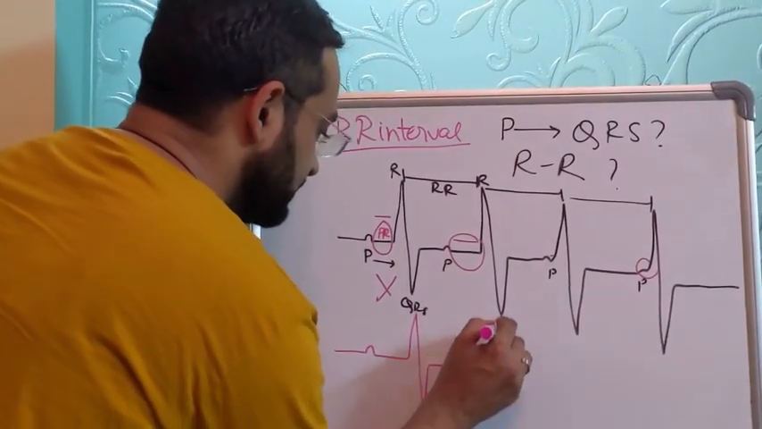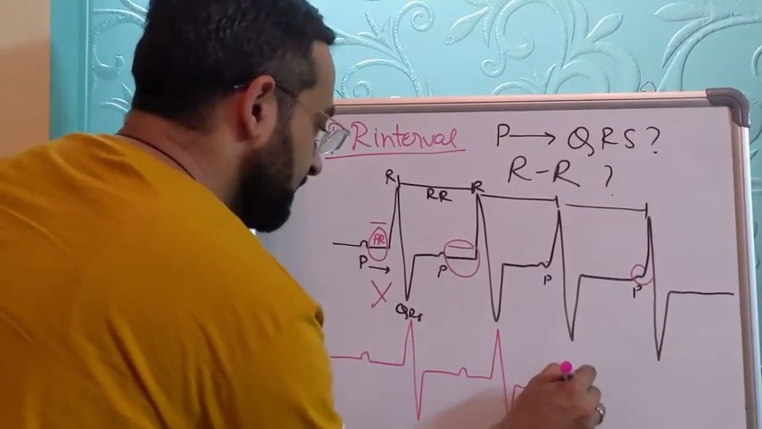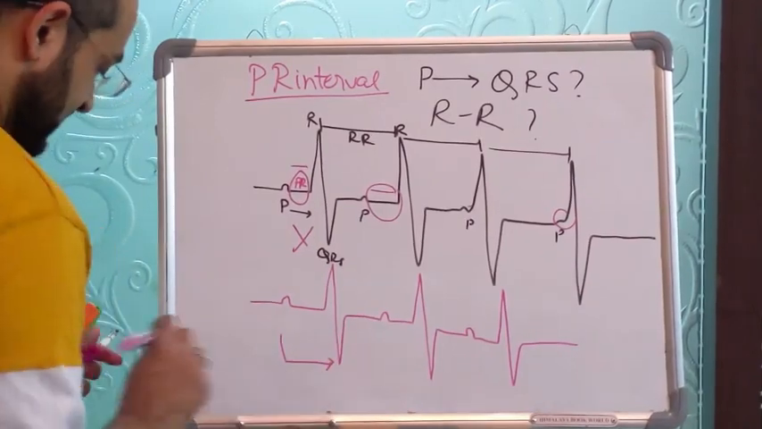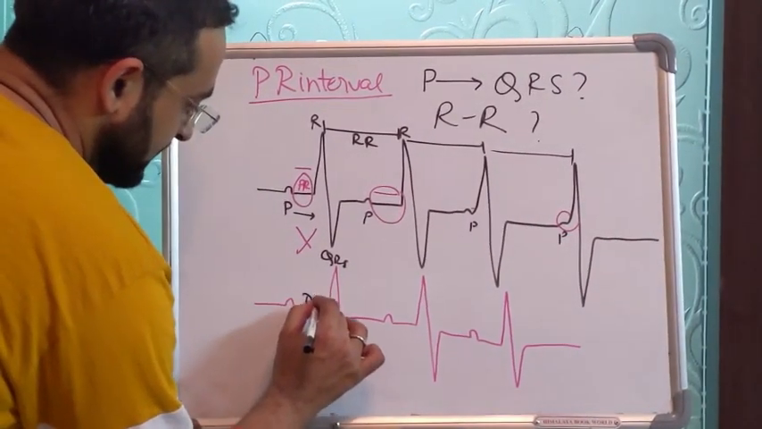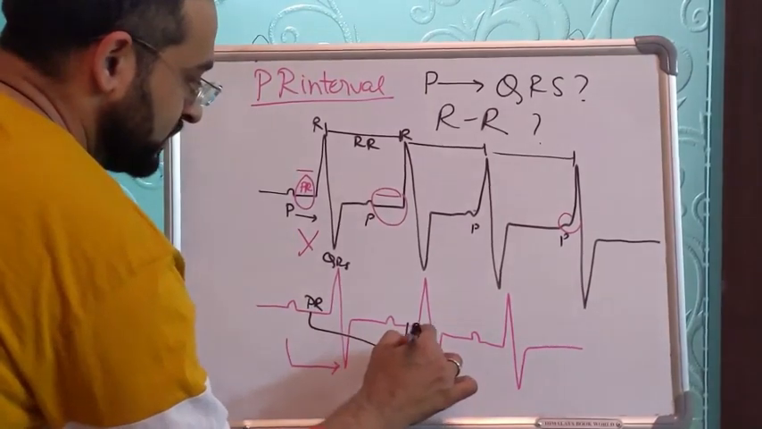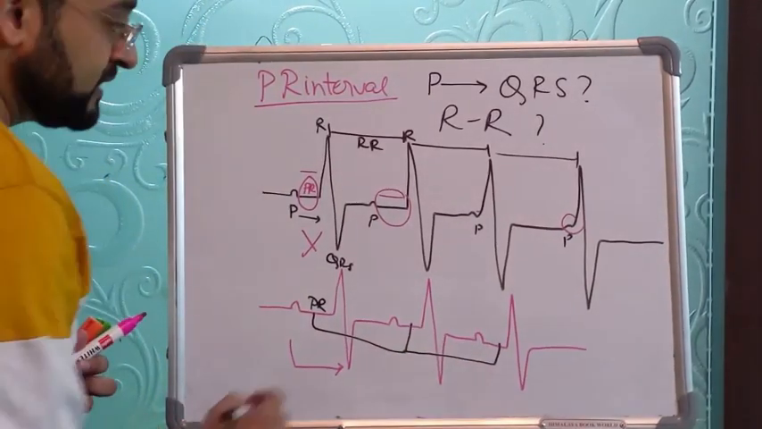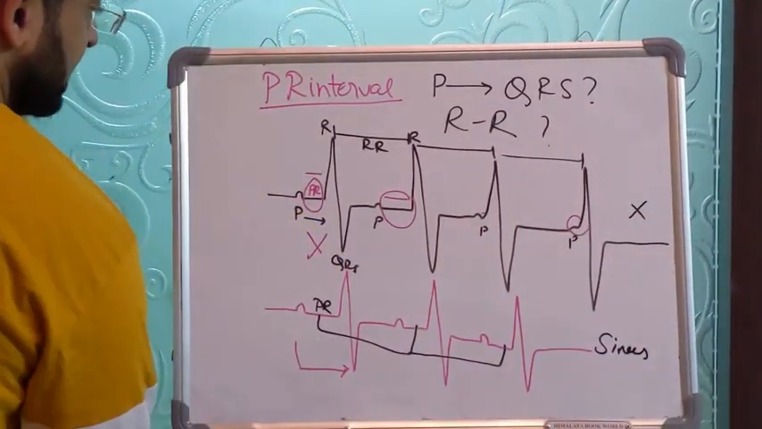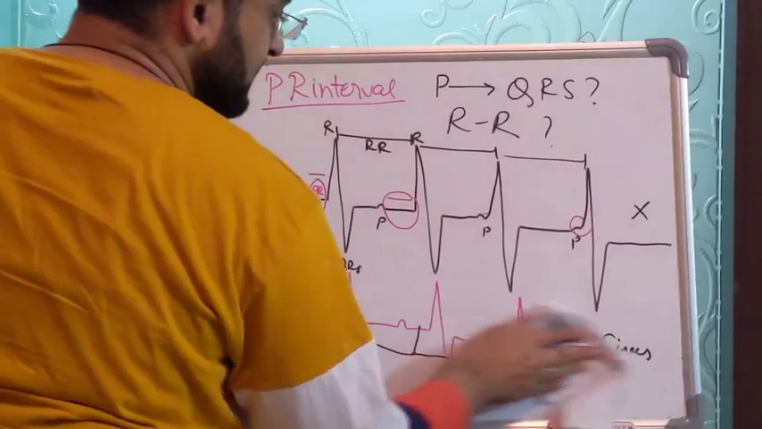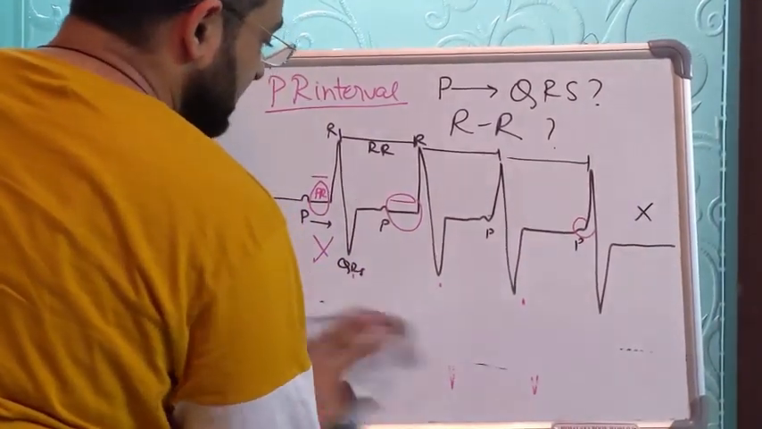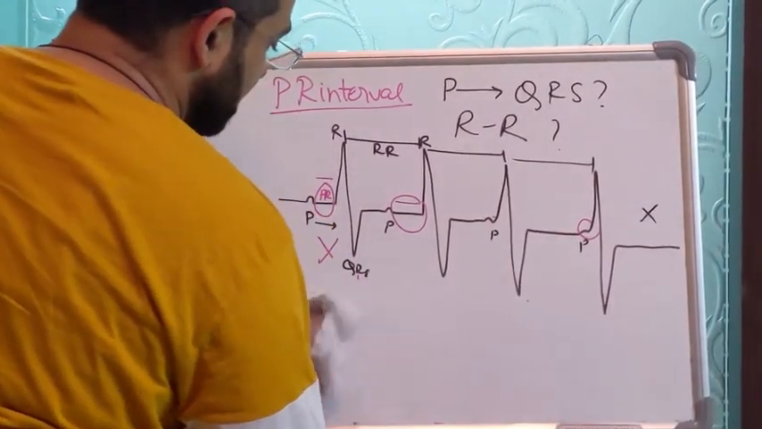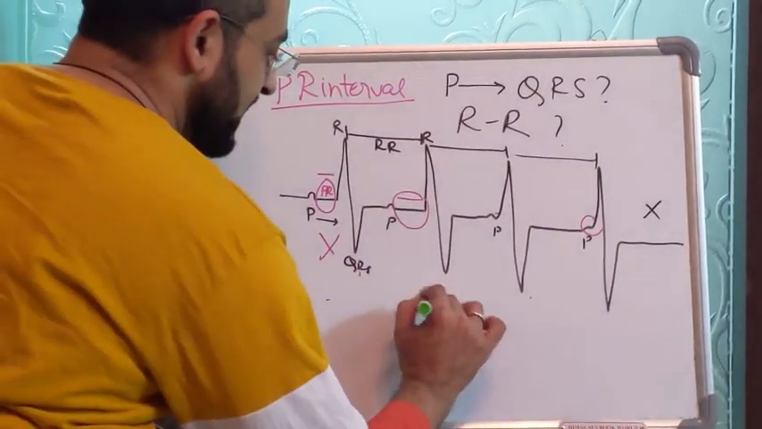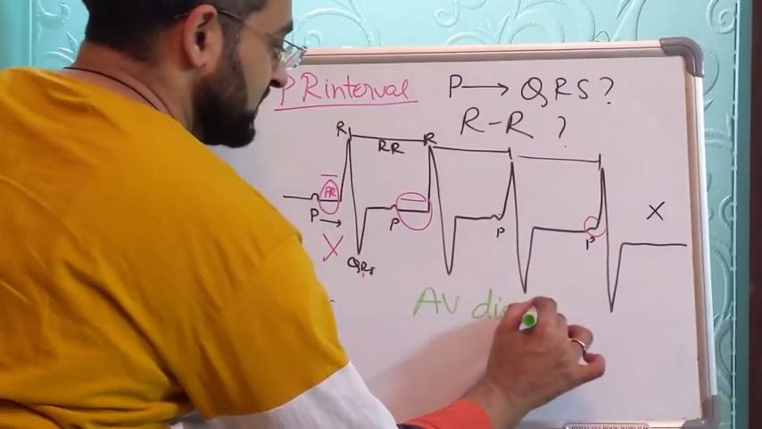Look at this. See that? There is one P, following this there is one QRS, and now the PR interval is constant. This PR is equal to this PR is equal to this PR. So this is a sinus rhythm, whereas this is not a sinus rhythm. So if this is not a sinus rhythm, then what is it? Remember when we said that there is sinus rhythm, there is AV association. So in the absence of sinus rhythm, this is known as AV dissociation.